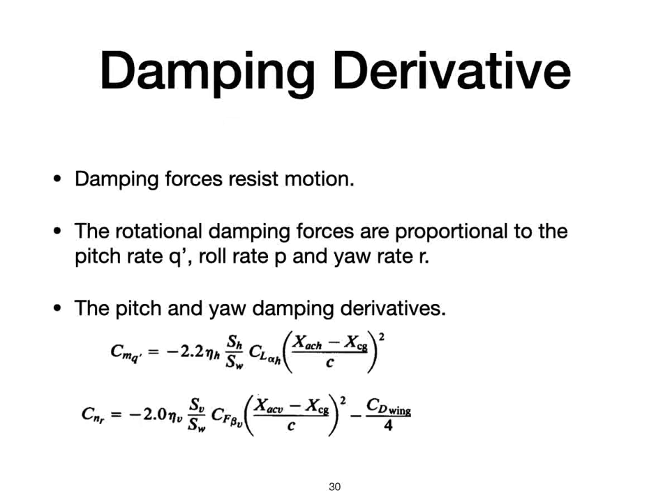The equations provide first order estimates of the pitch and yaw damping derivatives, that is, the coefficient CMq is given by the equation which is shown on the screen, and CNr is given by the second equation shown on the screen.